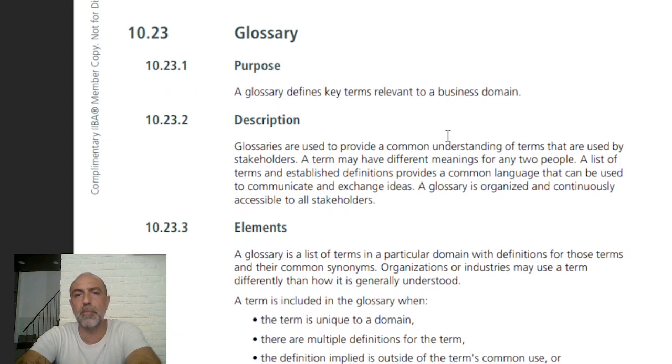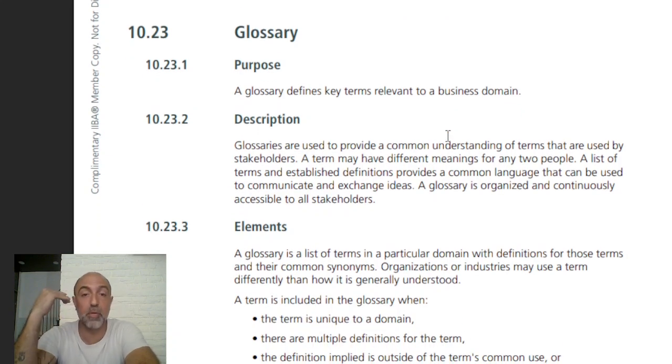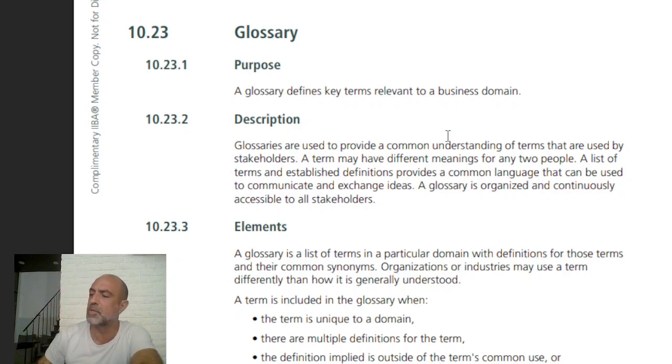This one's about the glossary. It's been mentioned before, but anyways, a glossary defines key terms relevant to the business domain. I think it's basically at the end of every book. They have sightings from here, from there, and specific words that represent something. That's what a glossary is.